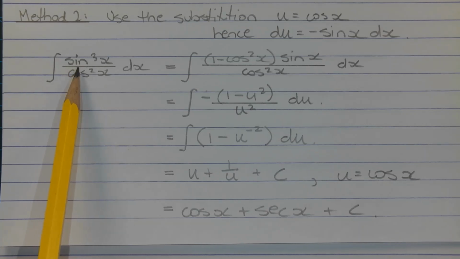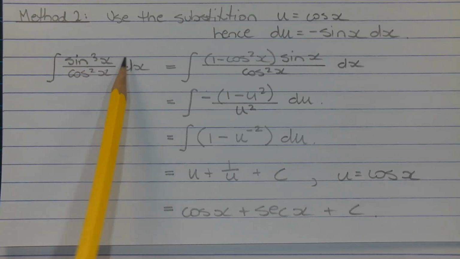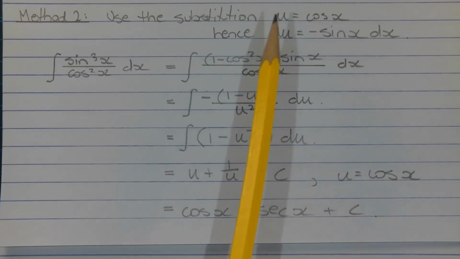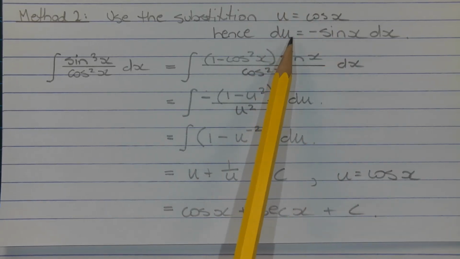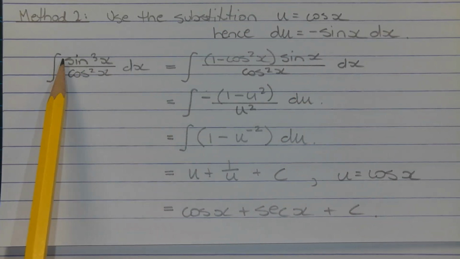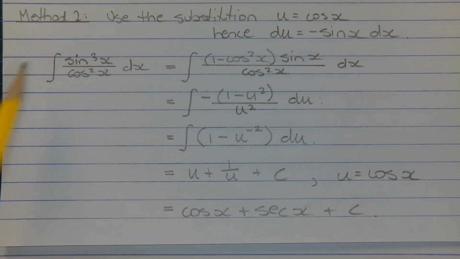express the integrand sin³ x over cos² x dx in terms of u. So starting with u equals cos x, differentiating u with respect to x, we get the differential du is equal to negative sin x times the differential dx. Now looking at the integrand here, we have a sin³ x dx, but we need a sin x dx to appear. In order to do that, we can express sin³ x as sin² x times sin x, and sin² x is equivalent to 1 minus cos² x.